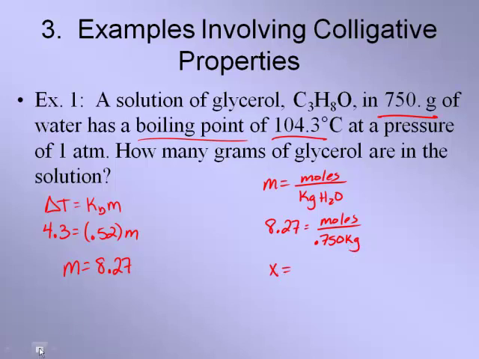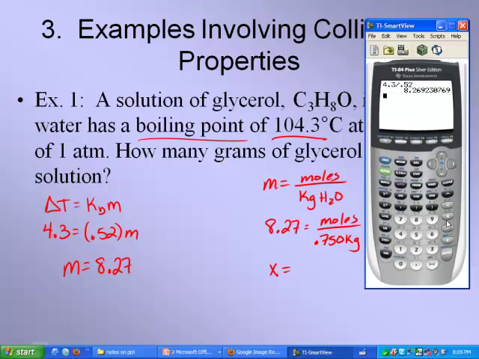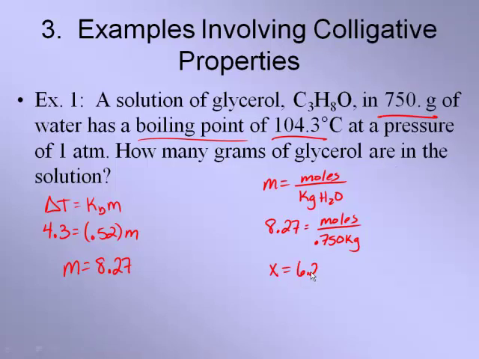Cross multiply and solve for moles. So I have my 8.27 times 0.750 is 6.202. Oops, moles. Now, because I'm dealing with molality, molality is moles of solute over kilograms of solvent. This is moles of my glycerol. So I'm just going to bring this number down here, 6.202 moles. Do my quick mole conversion.